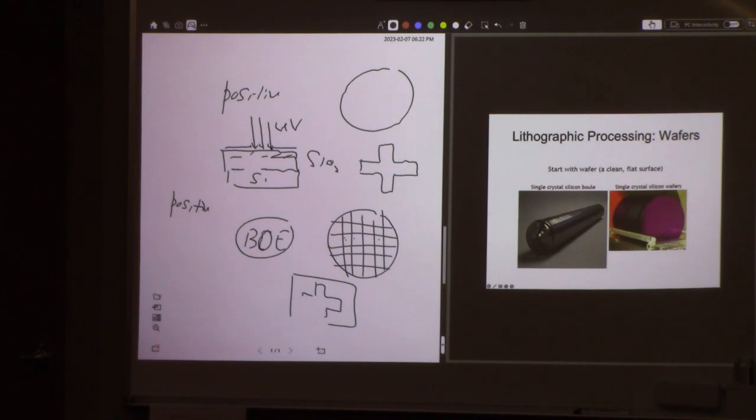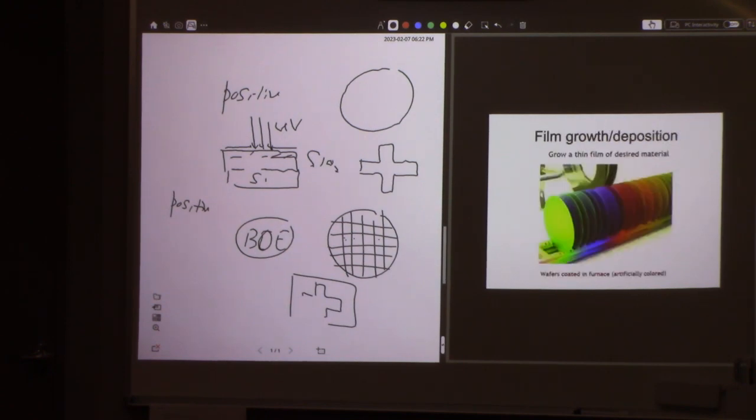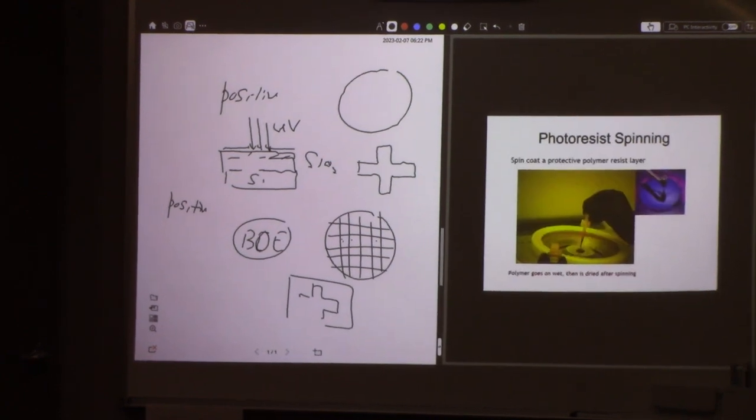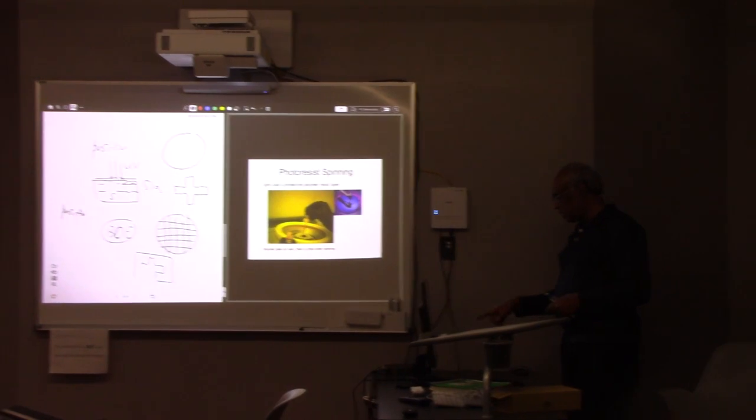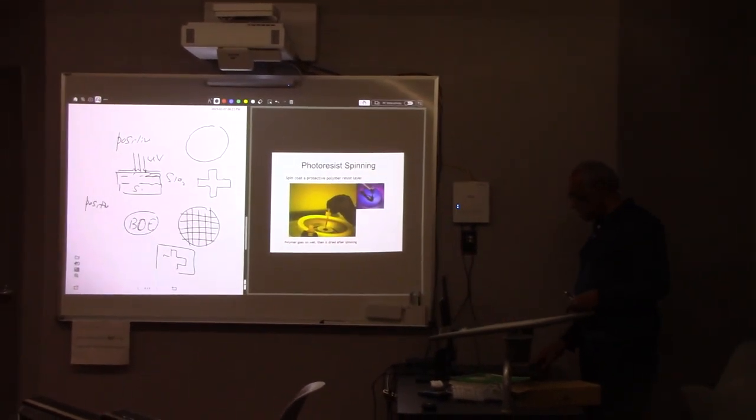So this is how the wafers look. They have a certain thickness, maybe a millimeter, coming from this ingot, which you grow for months, mostly starting from sand, right? Depending on the different SiO2 thickness, it has different colors, right? This is interference. And this is what I was talking about, the spin coater. You can see this is rotating.